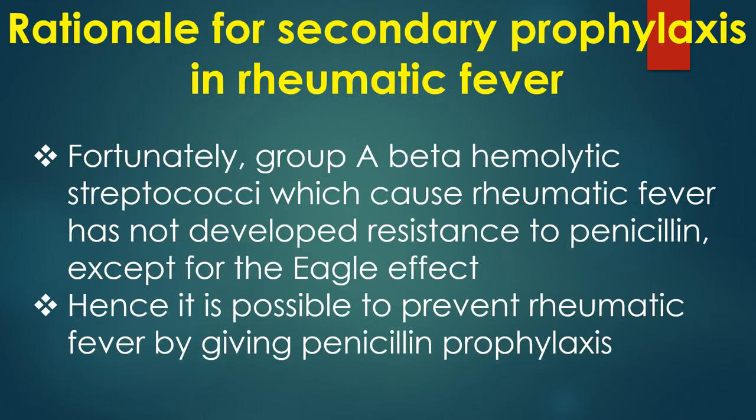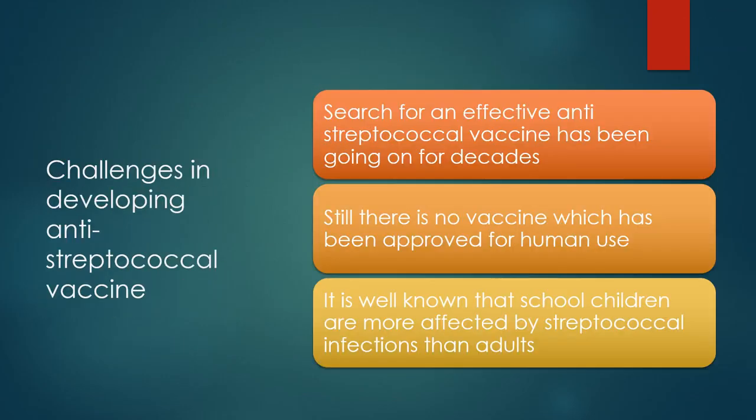Fortunately, group A beta hemolytic streptococci, which cause rheumatic fever, have not developed resistance to penicillin except for the Eagle effect. Hence, it is possible to prevent rheumatic fever by giving penicillin prophylaxis. Search for an effective anti-streptococcal vaccine has been going on for decades. Still, there is no vaccine which has been approved for human use.